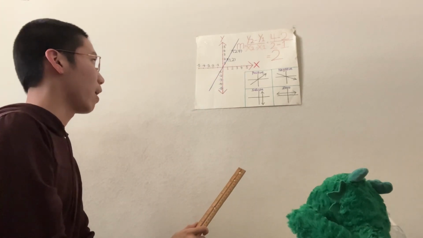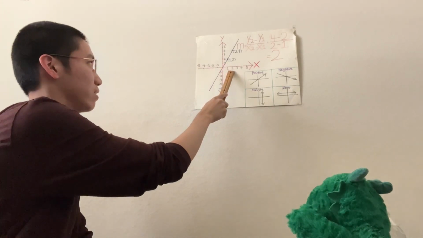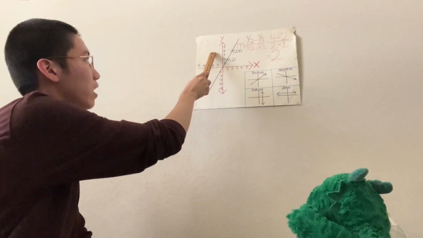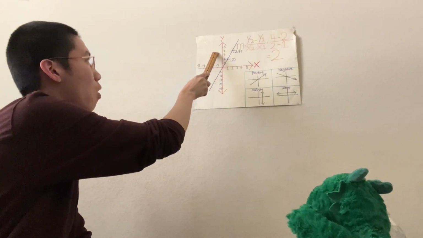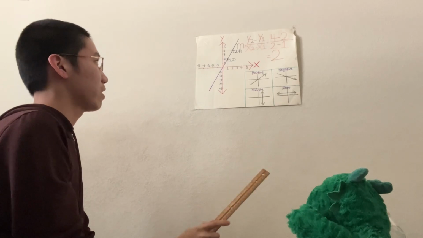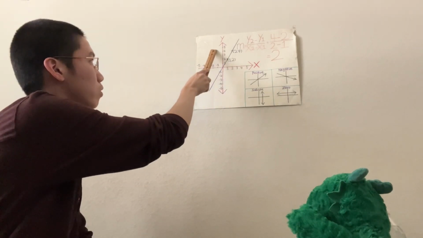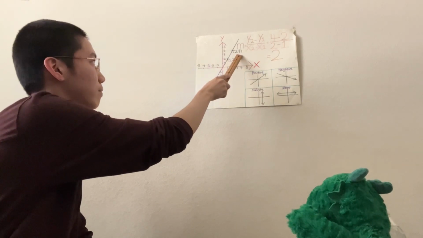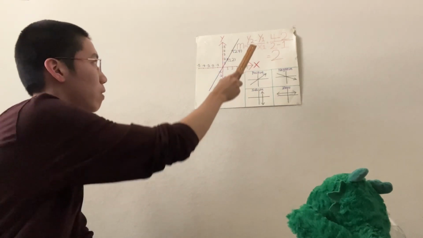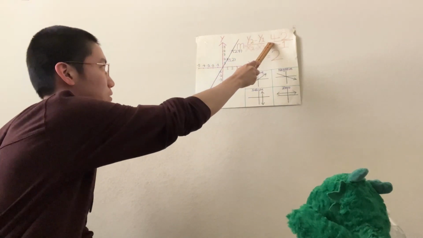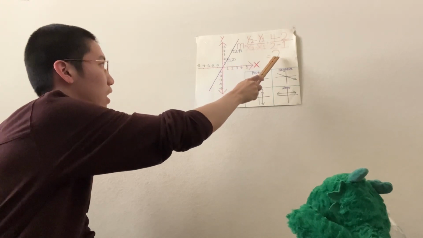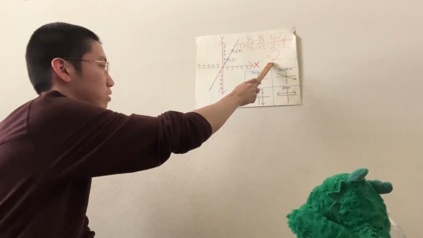For the second point, you can see that the x-axis is 2 and the y-axis is 4. That means that x2 is going to be 2 and y2 is going to be 4. Now we will plug in the numbers and we'll get the slope as 2.